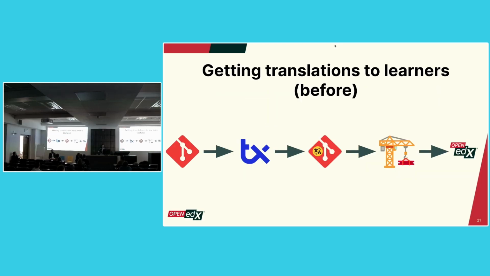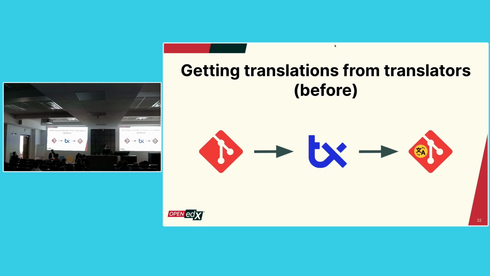So the kind of full story of getting translations to learners would be, we have our source strings and our formatting logic, and then we make sure that those source strings make it to Transifex, and then translators can do the translation work, and then those translated strings make it back into the Git repo, at which point we can build our translated platform for learners. So let's focus on this piece, the getting translations from translators.